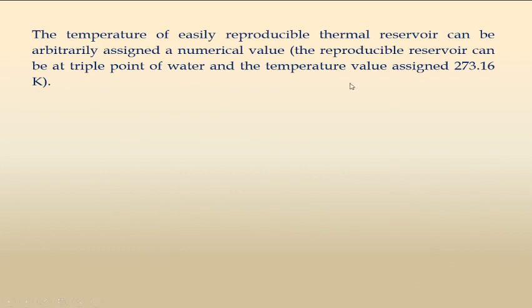The temperature of an easily reproducible thermal reservoir can be arbitrarily assigned a numerical value. So just like in other scales, the triple point of water was assigned a value of 273.16 Kelvin. So this can be taken as an example for the absolute scale also.